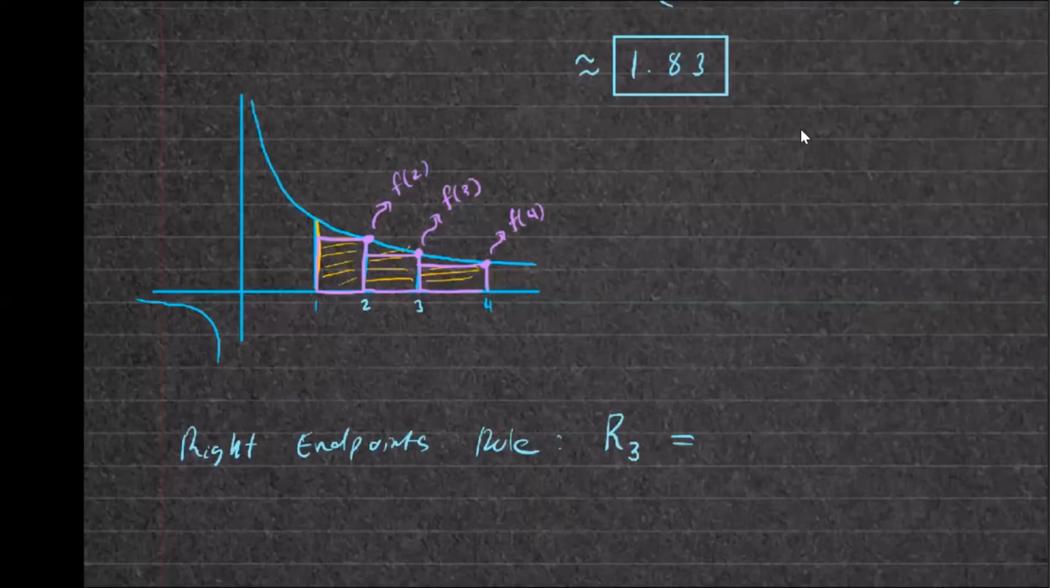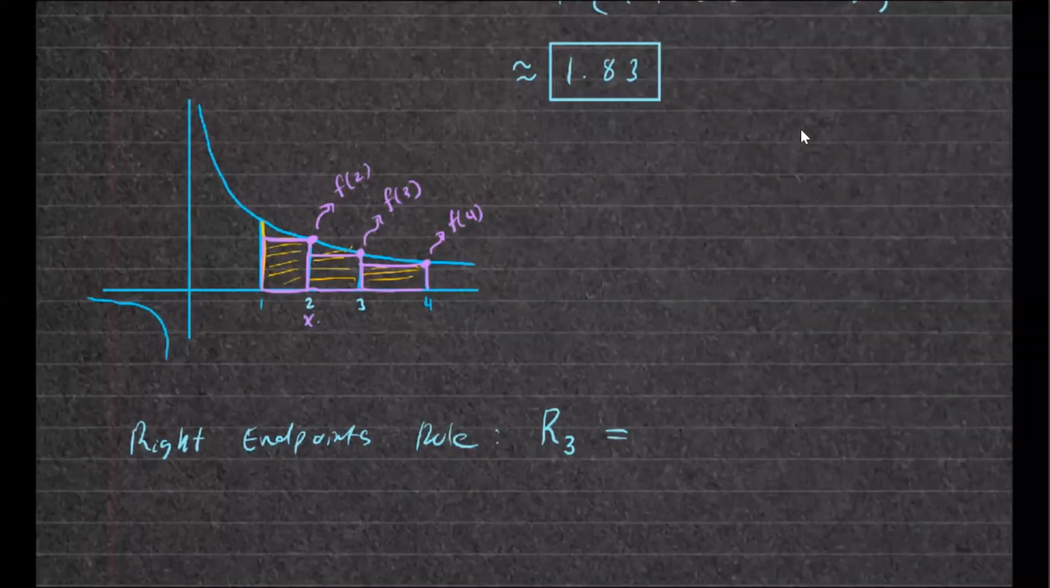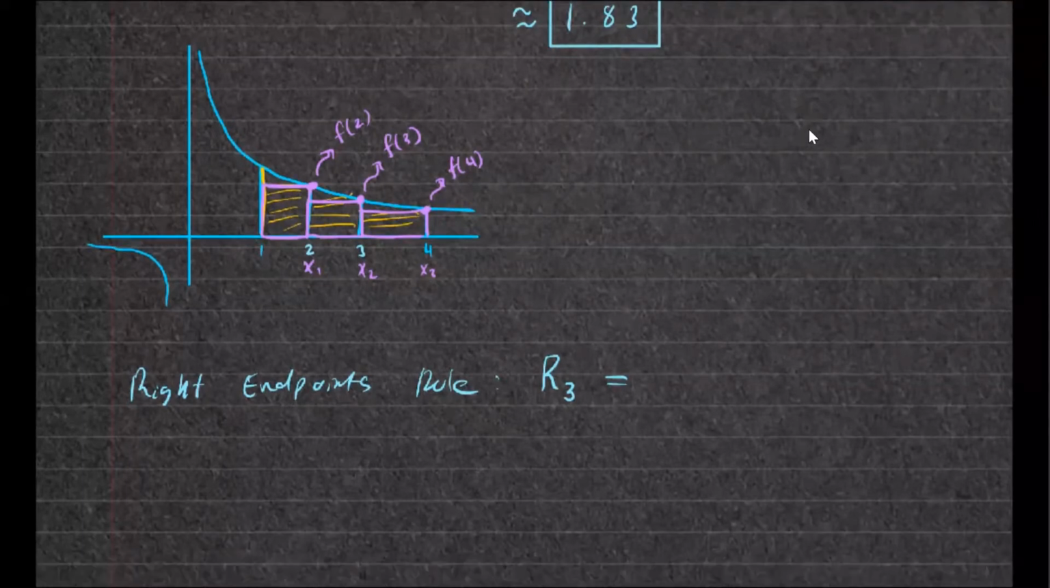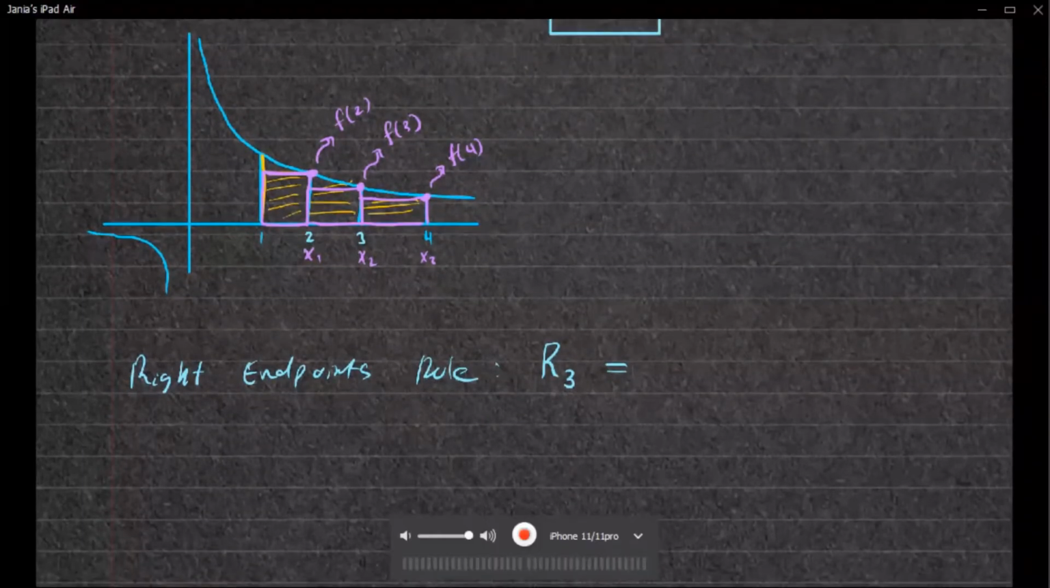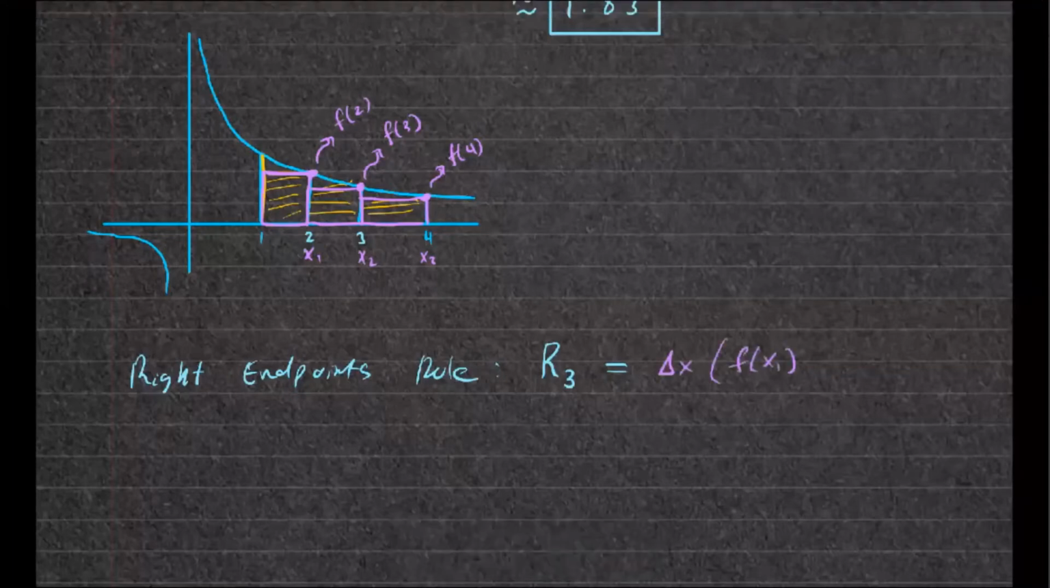So let's call this one now x1, this one x2, and this one x3. When you plug them into your function, we can evaluate. So the formula, we know it's delta x times f of x1 plus f of x2 plus f of x3. So those are the heights. And we know delta x is 1. And the first x value we're going to use is 2. The second x value is 3. The last x value is 4.